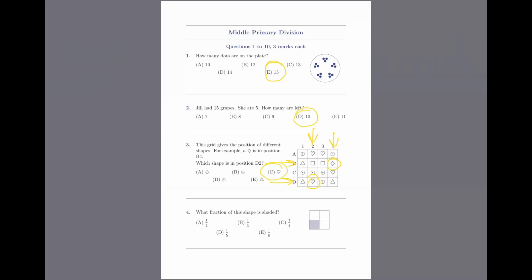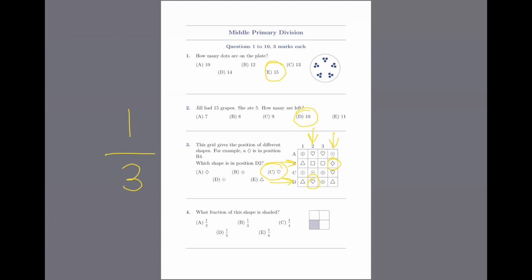What fraction of this shape is shaded? So what is a fraction? You might have seen fractions. They have a number on top, for example, 1, and then a number on the bottom, for example, 3, and then a line in between, of course. Well, what does this even mean?